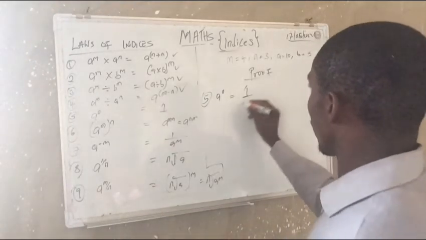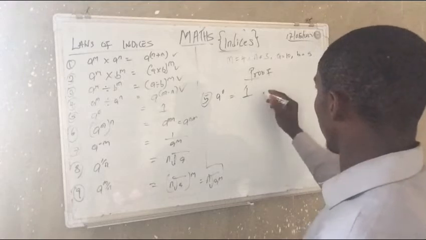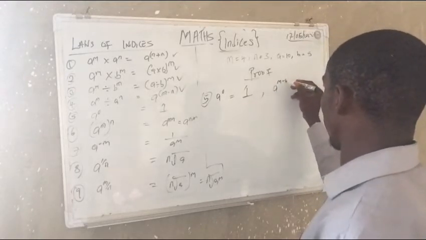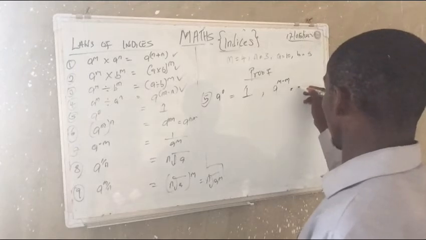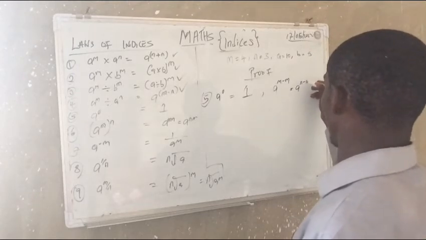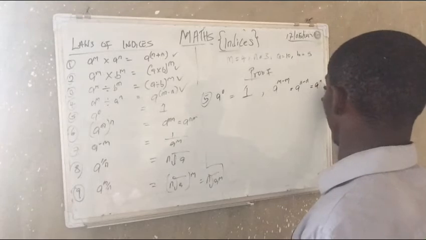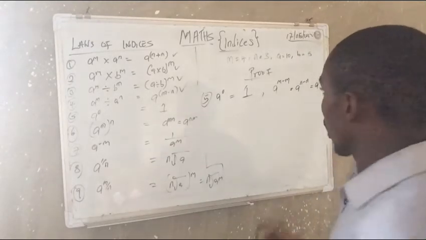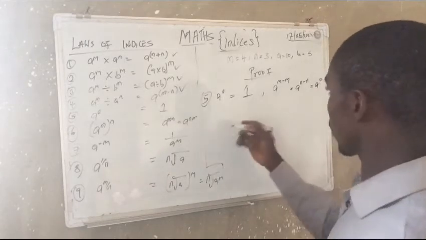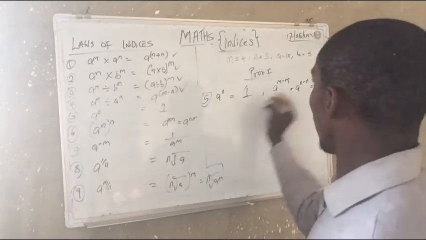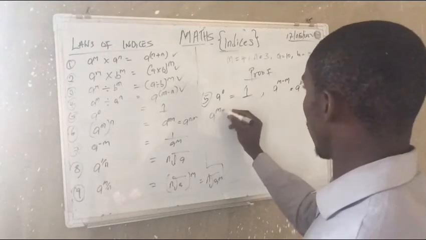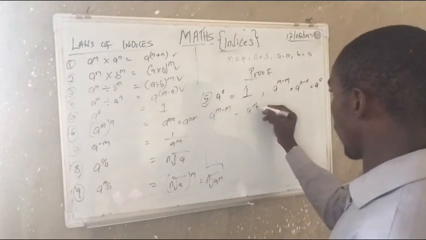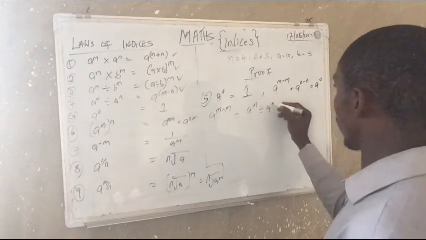So now, I know that a raised to the power m minus m is equal to a raised to the power n minus n, which is equal to a raised to the power what? 0. Do you understand? So now, the next thing I will do here is, I know that a raised to the power m minus m is the same thing as a raised to the power m divided by a raised to the power m.